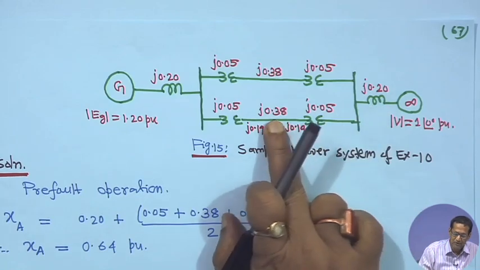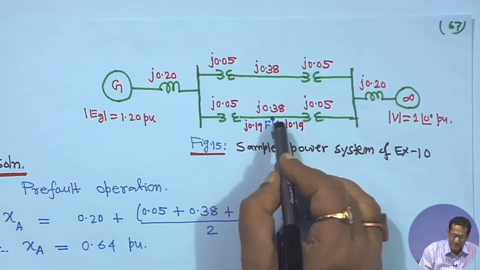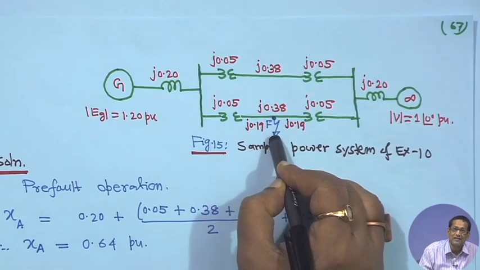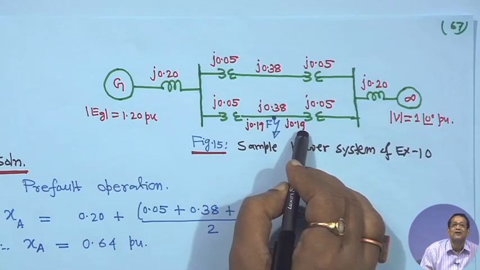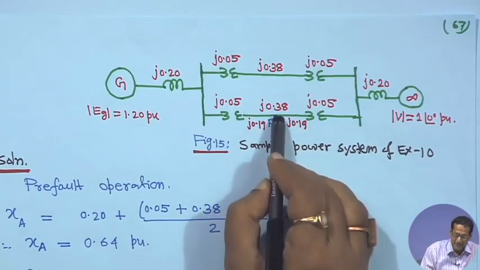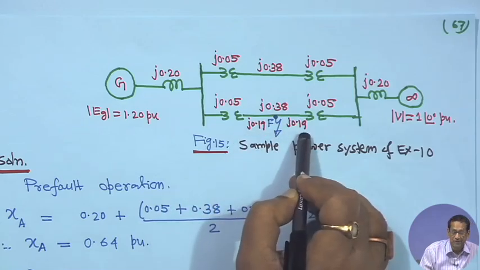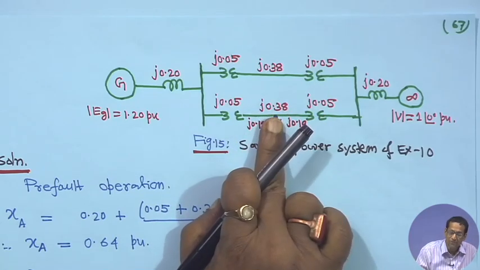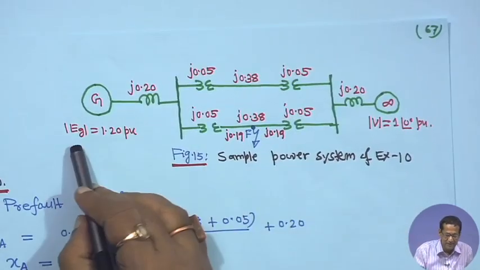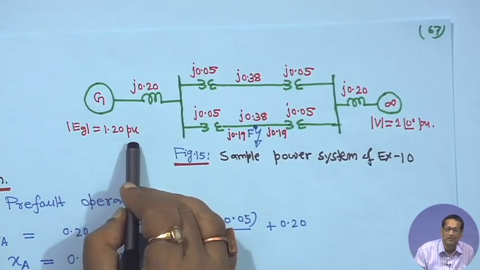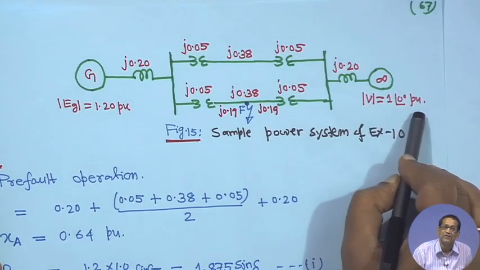Before the fault, the line reactance was 0.38, but a 3-phase fault has occurred in the middle of the line. That is why on this side it should be half and on this side it should be half. So, no confusion: in this line there is a fault, and this side is j 0.19 and this side is j 0.19, but when there is no fault the total is 0.38, with identical parameters. On this side the generator voltage is 1.20 per unit, and this is the infinite bus side, so its magnitude is 1 with angle 0 per unit.